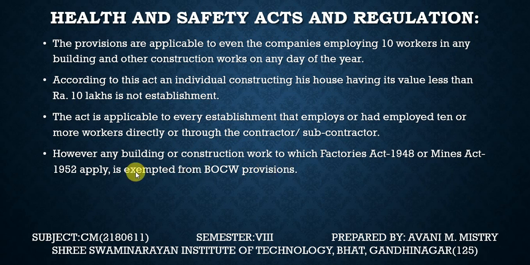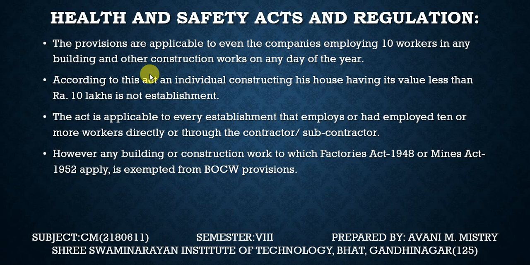The Act is applicable to every establishment that employs or had employed 10 or more workers directly or through the contractor and subcontractor. However, any building and construction work to which the Factories Act 1948 or Mines Act 1952 apply is exempted from the BOCW provisions. The provisions are applicable to even the companies employing 10 workers in any building or other construction works on any day of the year.